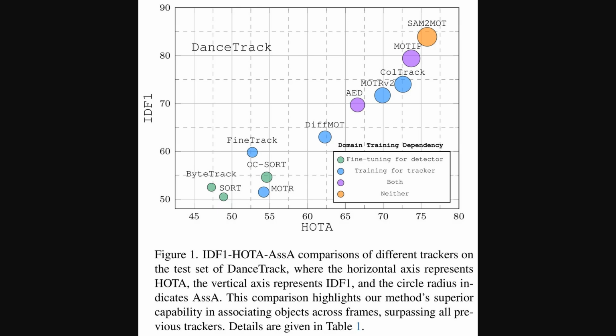SAM2-MOT. That orange circle in the top right is clearly leading the pack with really high HOTA and IDF1 scores and a large circle size. And notice the color. Orange means it doesn't need fine-tuning for the detector or specific training for the tracker, which really highlights that zero-shot capability we talked about earlier. It's significantly ahead of other methods shown here.